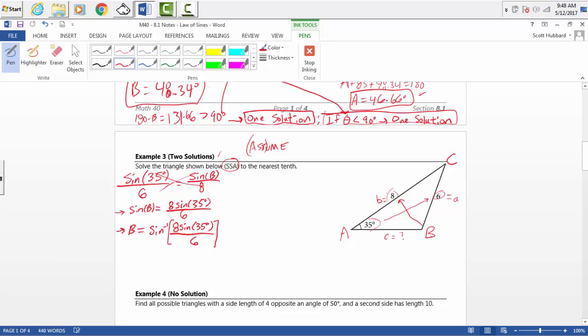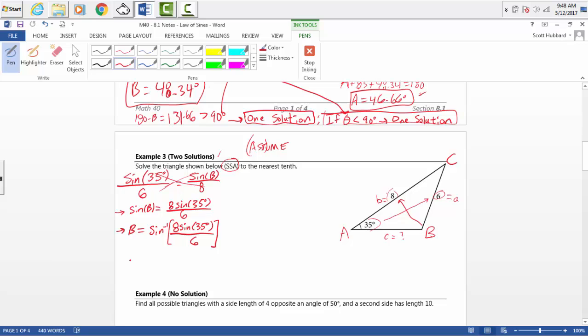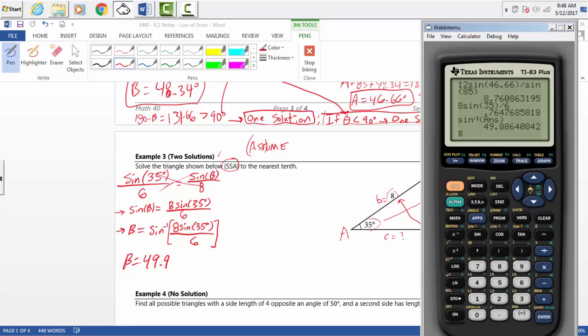Then we're just going to jump to the calculator here. Again, I'm going to do the inside first, so 8 sine 35 divided by 6, and then you take sine inverse of that. Okay, and so that's 49 degrees, and so we get B is equal to 49.9.